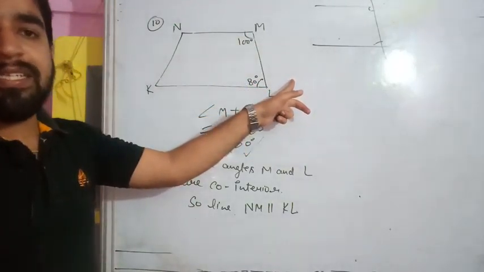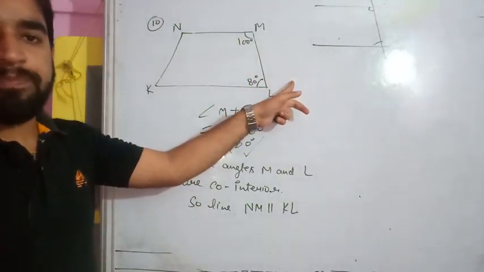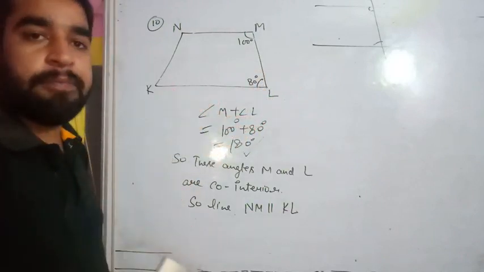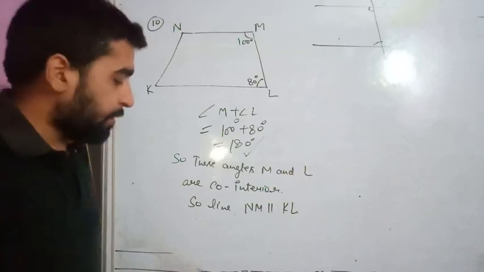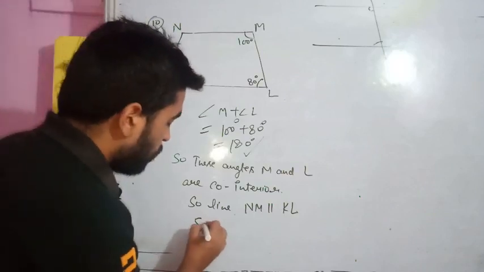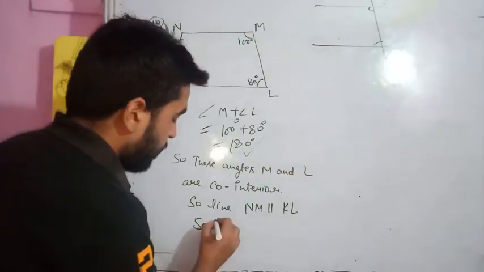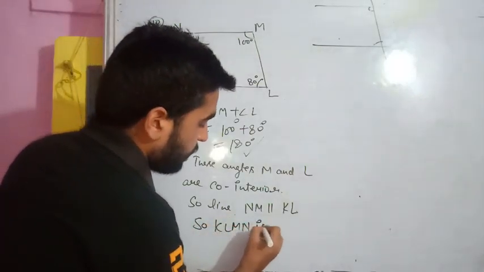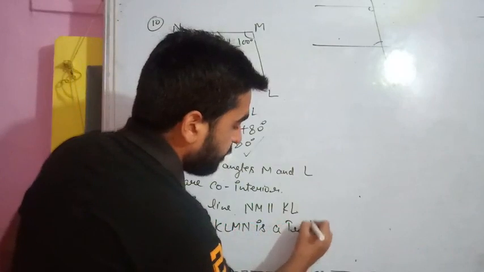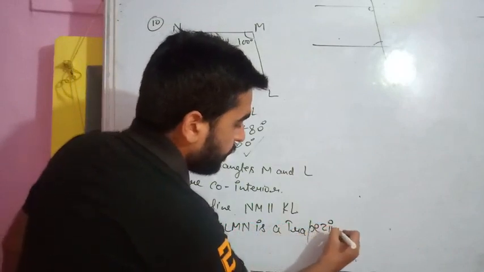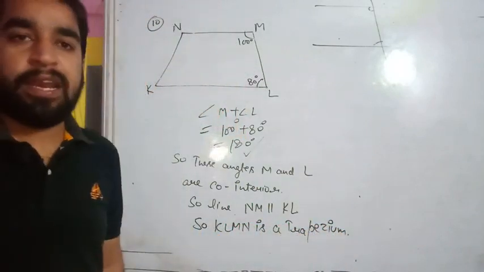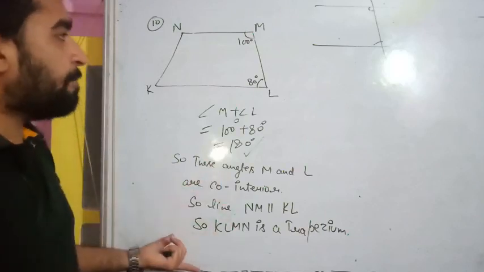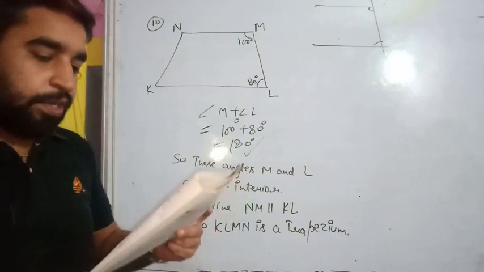So this is the condition for which kind of quadrilateral? Students, this happens in the kind of quadrilateral which is a trapezium. So KLMN is a trapezium, because this exhibits the property of a trapezium, that one pair of opposite sides is parallel and another pair of opposite sides is non-parallel. So this must be a trapezium. I hope you understood this.